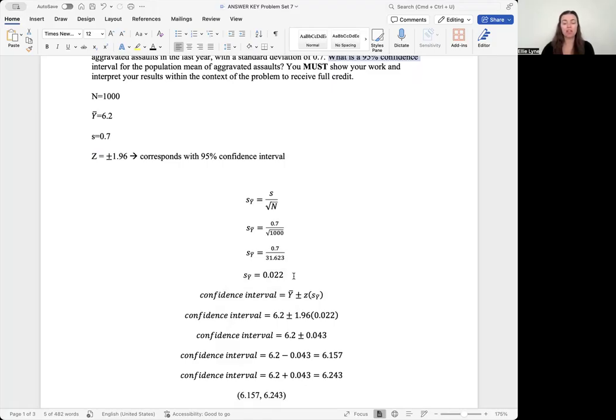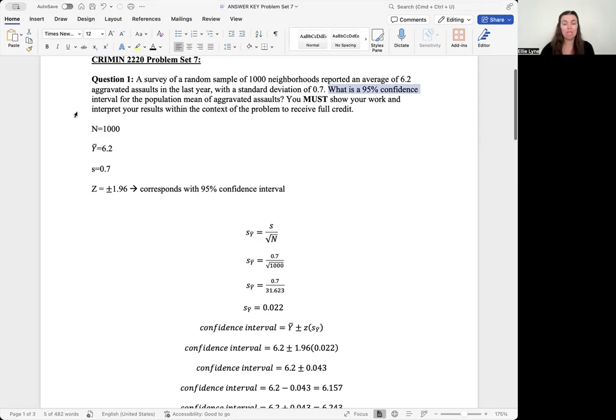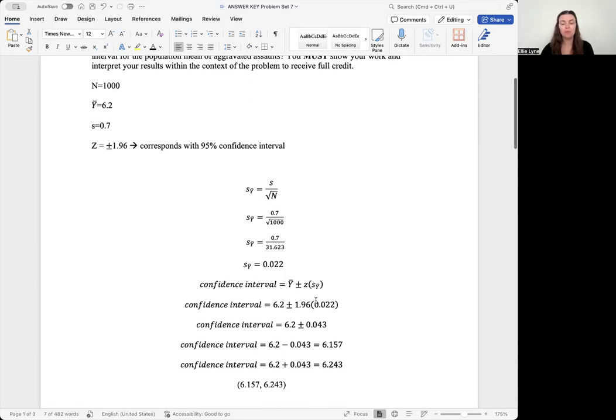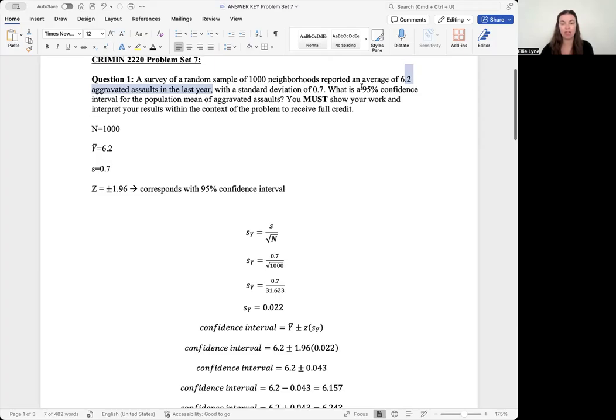In terms of our actual confidence interval for means, here's what the base formula looks like. We have Y, which is our actual mean listed here. So we have the average aggravated assaults within the last year, so 6.2. And then we need to determine in the second step what the corresponding confidence level is with a 95% confidence interval. You can either look this up on the standard normal table or a z-distribution table.